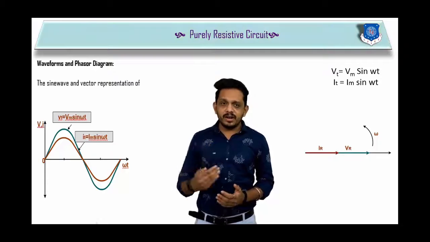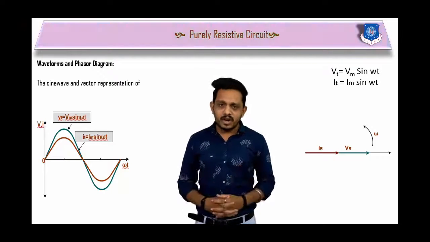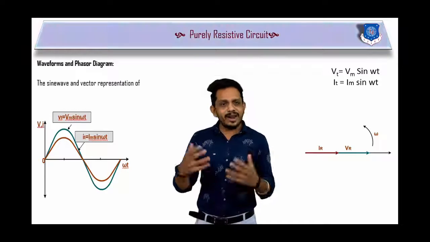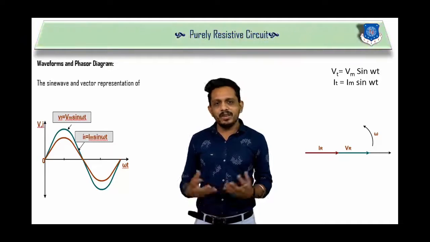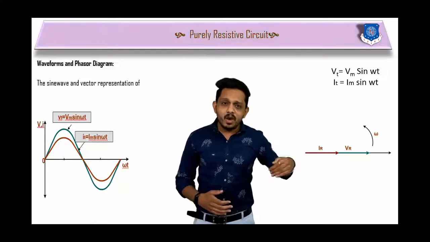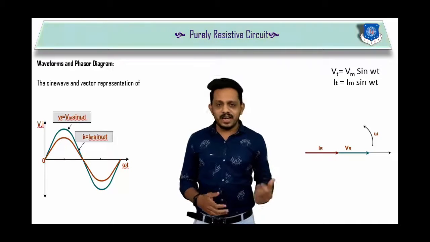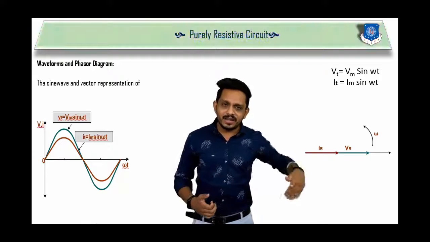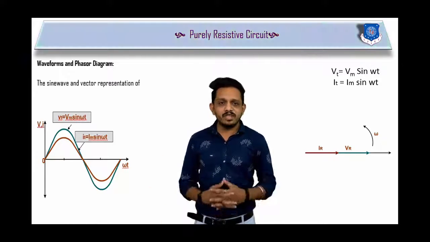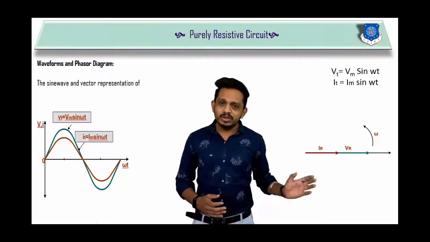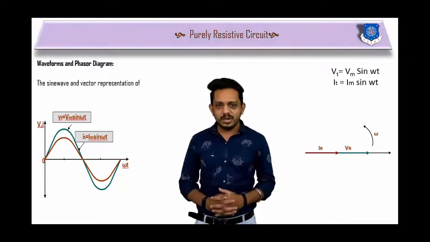And if our current is making any angle with this reference axis, with this voltage, then you need to draw the current vector at that angle. But we have seen that there is no phase angle between the voltage and current, so the current will be on the same line as the voltage. So here VR and IR are in the same line, in the same phase. There is no phase difference between the voltage and current. So this is the vector diagram, or phasor diagram, of the purely resistive circuit.